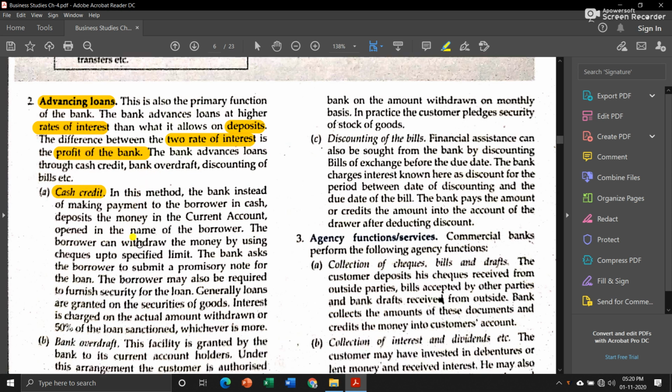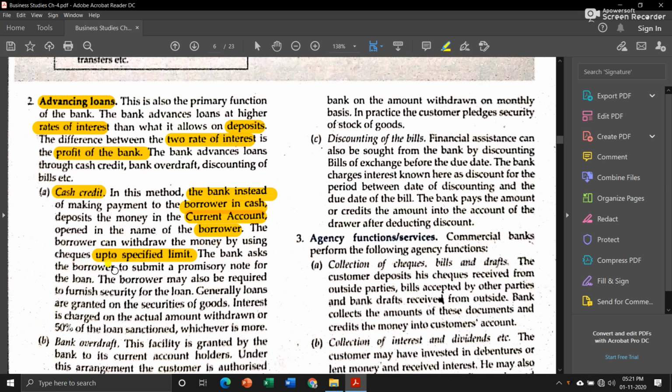Now let us see what is meant by cash credit. In this method, the bank, instead of making payment to the borrower in cash, deposits the money in a current account opened in the name of the borrower. Suppose, let me take an example, if I go to a bank for taking a loan, they will not give me cash in my hand. What they will do is open a current account in my name and deposit that loan amount into my current account, and whenever I need, however much money I need, I can withdraw from that current account. The borrower can withdraw the money by using checks up to a specified limit. They will put up some limit up to which I can withdraw money through checks.